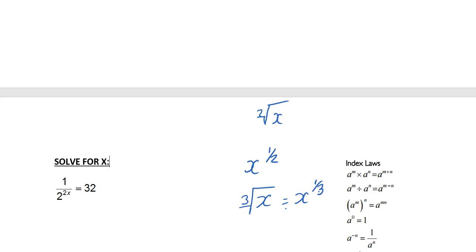So whatever is, let me do it color coordinated for you. Whatever's up the top here, so if it's squared, is the same as x to the power of, and the actual variable in the square root goes up the top, and whatever's out the front goes on the bottom of the fraction. So x to the power of a half. Usually it will only be square root or cube root. So if you can remember that square root is a half, you should be pretty okay for this one.